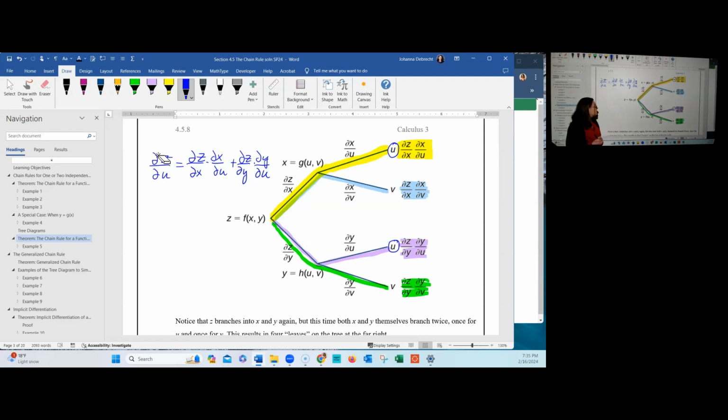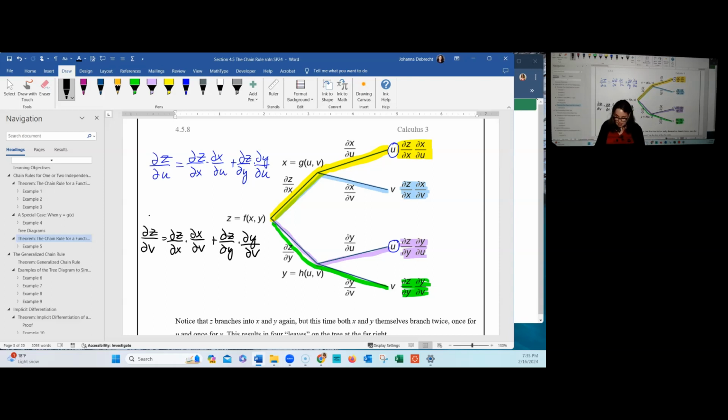Likewise, to get the partial derivative of z with respect to v, we need to follow the blue and green path. Let's write that one down as well. The partial of z with respect to v is the partial of z with respect to x multiplied by the partial of x with respect to v plus the partial of z with respect to y multiplied by the partial of y with respect to v.